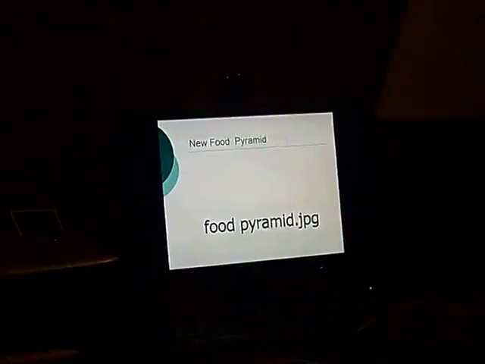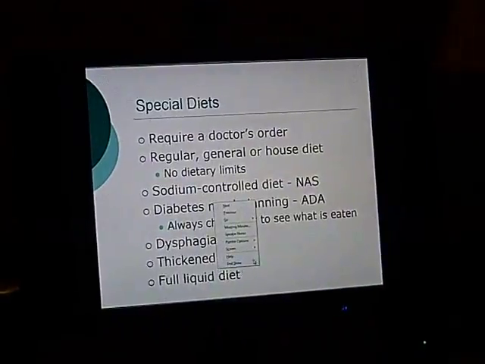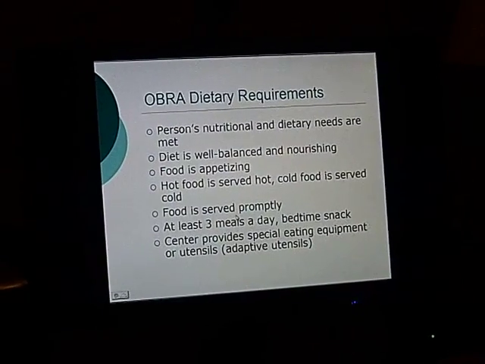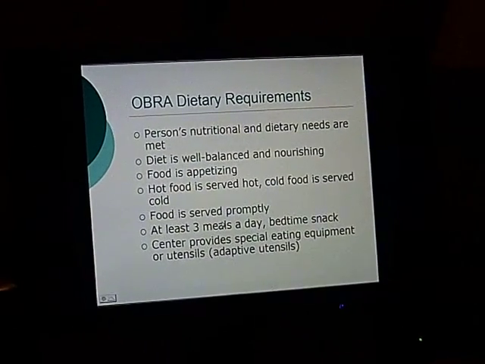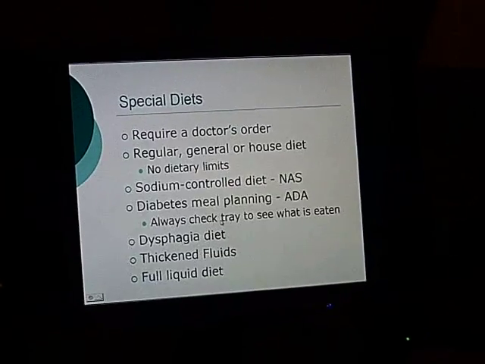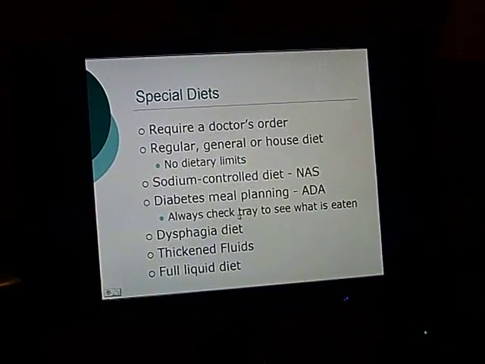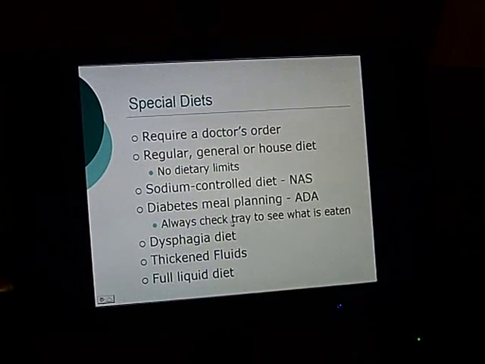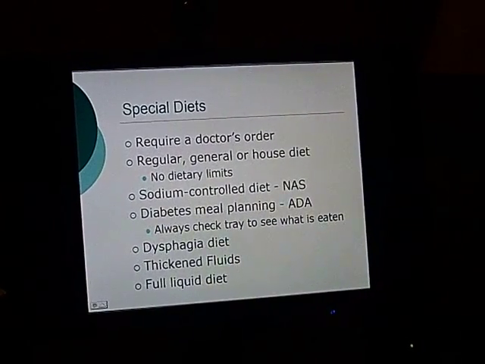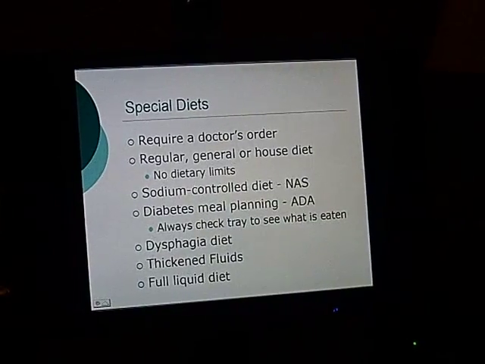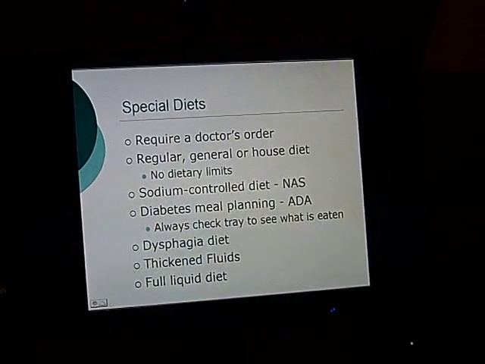So lastly, we're going to finish up a couple more things on the PowerPoint here, and then we're going to watch a video demonstration on feeding the client. We talked about religion. Of course, OBRA itself does have dietary requirements that are enforced through the cooks and the chefs and the people that provide the nutrition in the facility. Also, special diets. We do need to have some basic knowledge regarding the special diets that are given through orders by physicians.